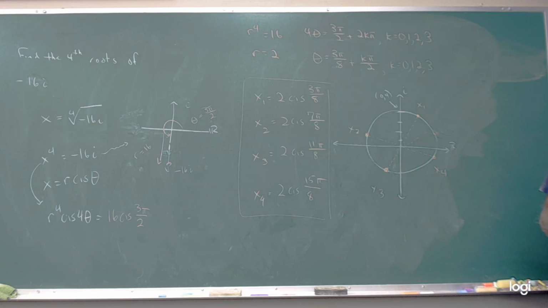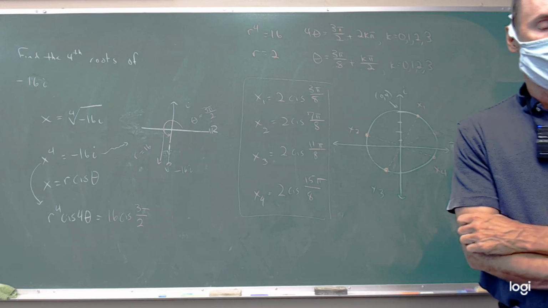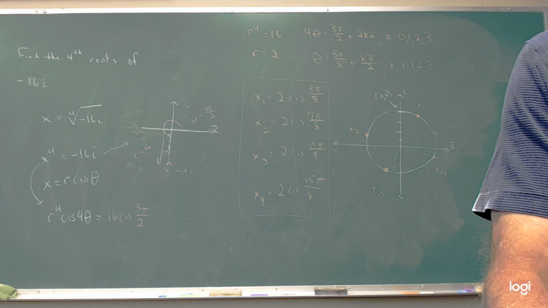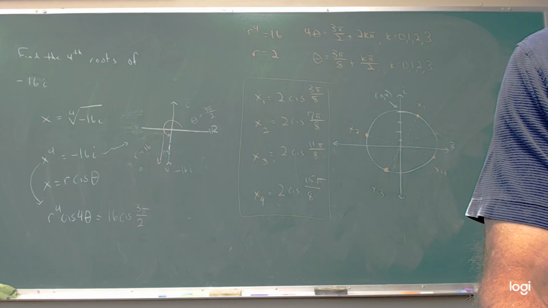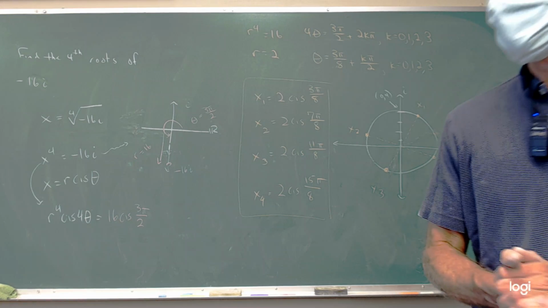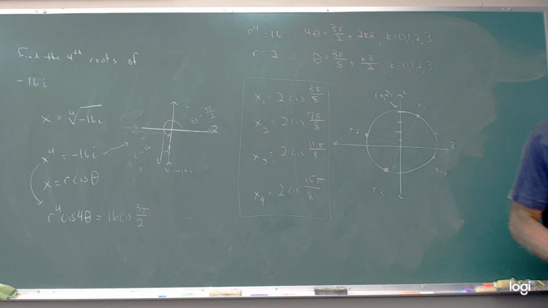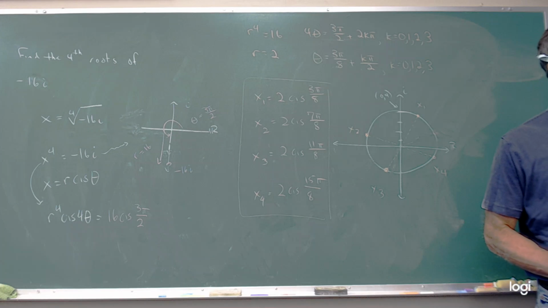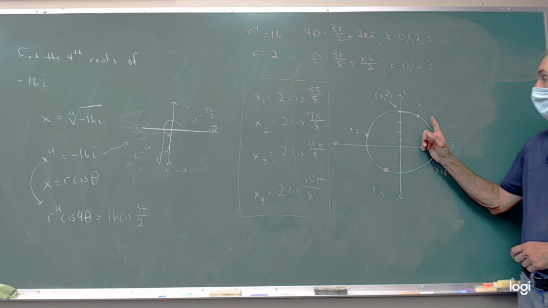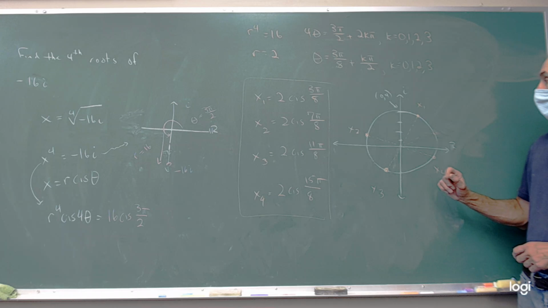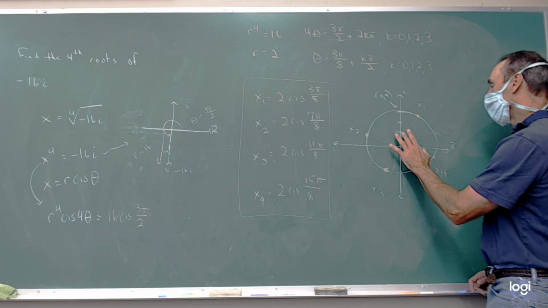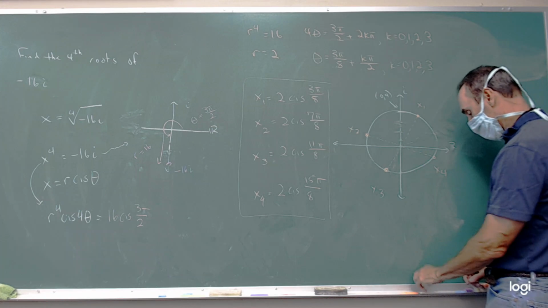Over 4, okay. So you have pi over 2. You have 3 pi over 2 divided by 4. That gives you 3 pi over 8. Why does it go that way? Oh, it should be 2. You're right. Okay. Thanks. I was confused.